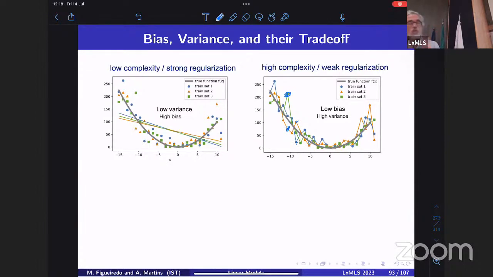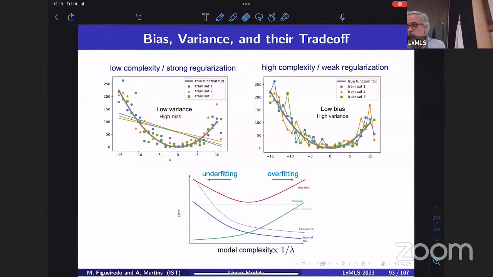So if you use low complexity or strong regularization, you have low variance but high bias. The bias essentially captures, I could go 10 slides on this, but I'm not going to do that, a structural difference. There's a systematic error that does not change with your different training sets. And if you have a high complexity or weak regularization, you have low bias because you can adjust very well to the data. So from training sample to training sample, it changes everything because the function is very underdetermined and you can have very different things.